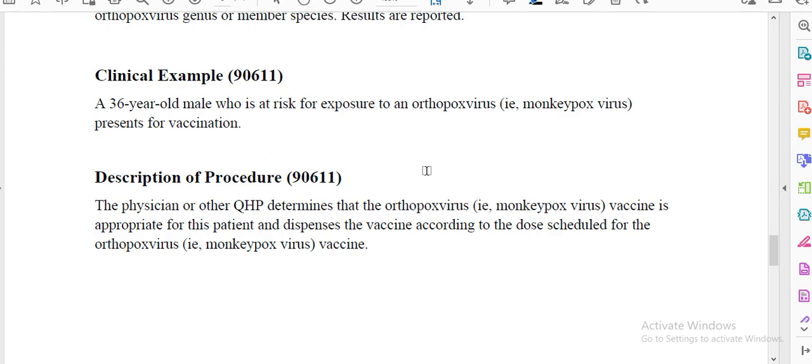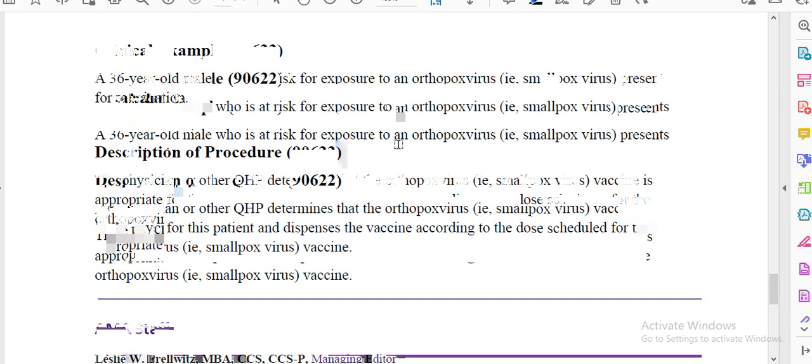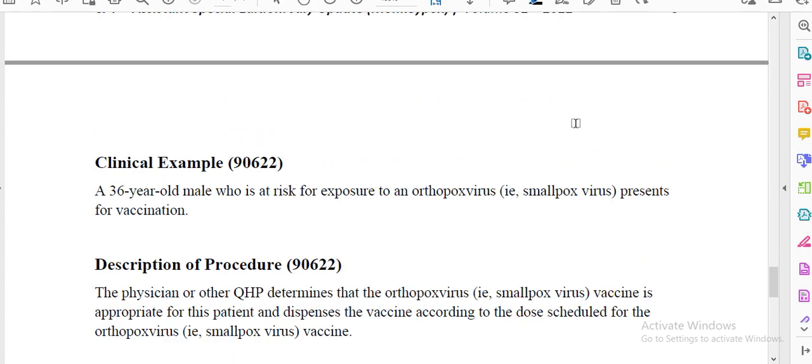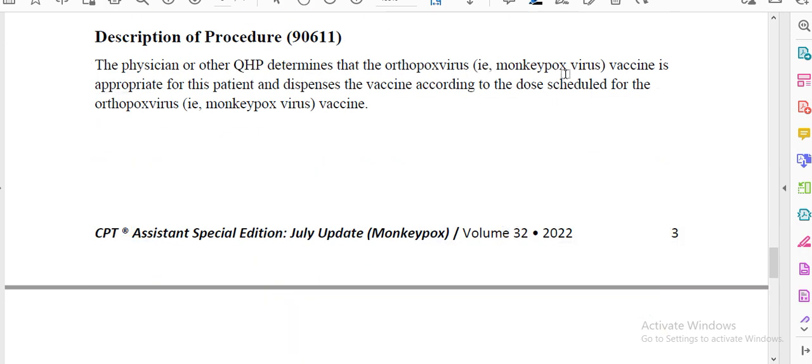One more for 90611. A 36-year-old male who is at risk for exposure to an orthopox virus, like monkeypox virus, presents for vaccination. So in this visit, if the patient takes a vaccination, you need to code 90611. Here is one more example for 90622. A 36-year-old male who is at risk for exposure to orthopox virus, smallpox virus, presents for vaccination. Then we need to code 90622. So this is for smallpox virus, 90622, and 90611 for monkeypox virus.